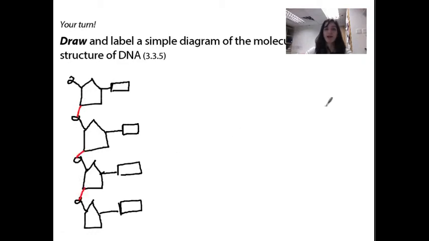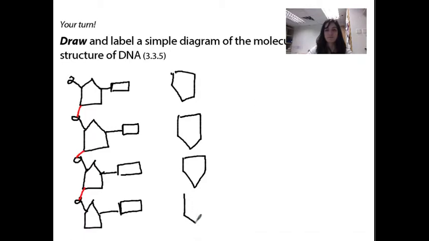Okay, now I have to attempt to draw the anti-parallel strand on the other side. So I'm going to start again with my sugars. And I'm going to add my phosphates. And my nitrogenous bases.